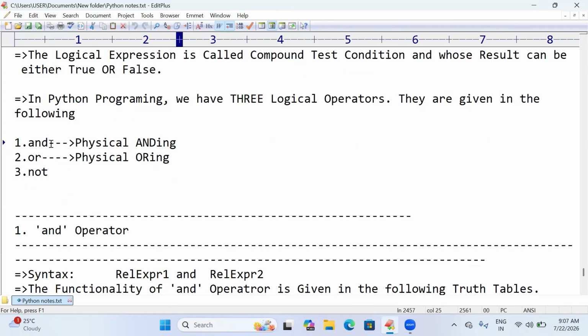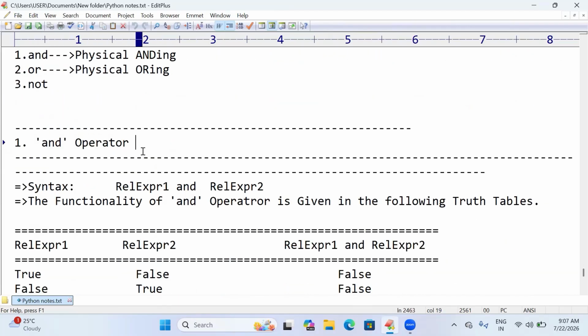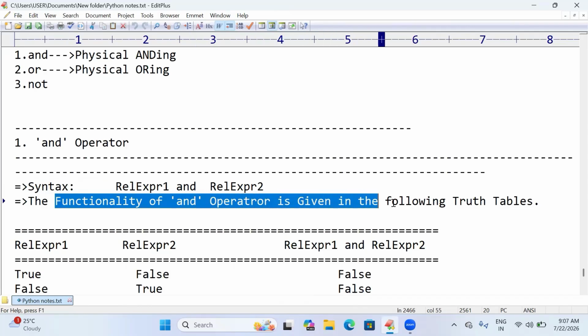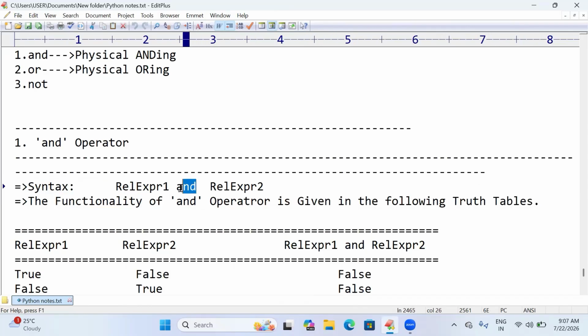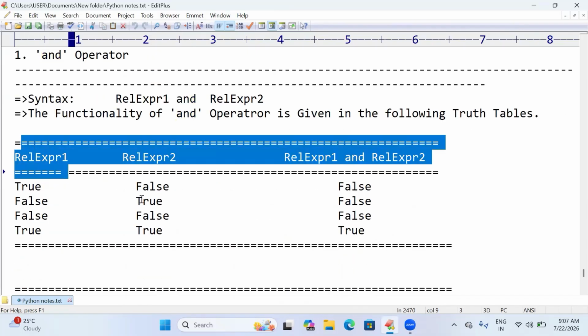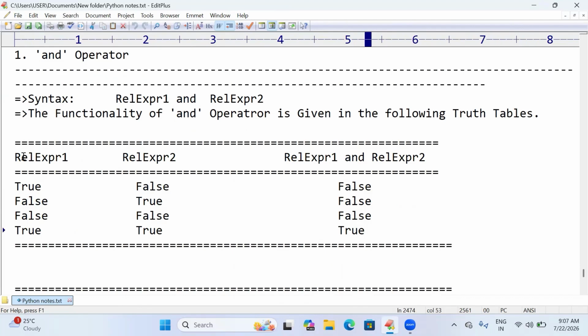In today's episode, we are going to discuss the logical operator called the AND operator. Let's see the syntax: relational expression 1 and relational expression 2. The functionality of the AND operator is given in the following truth table. Relational expression 1, relational expression 2, and then relational expression 1 and relational expression 2. If relational expression 1 is true and relational expression 2 is false, then relational expression 1 and relational expression 2 is going to be false.